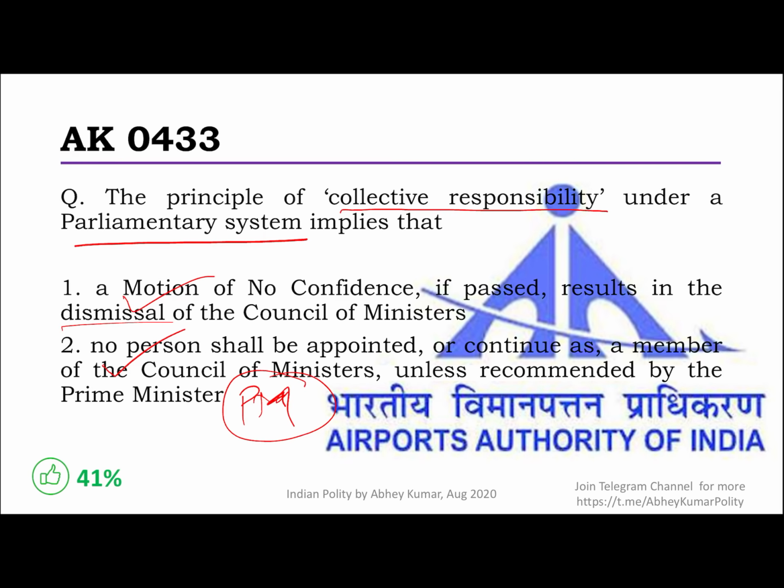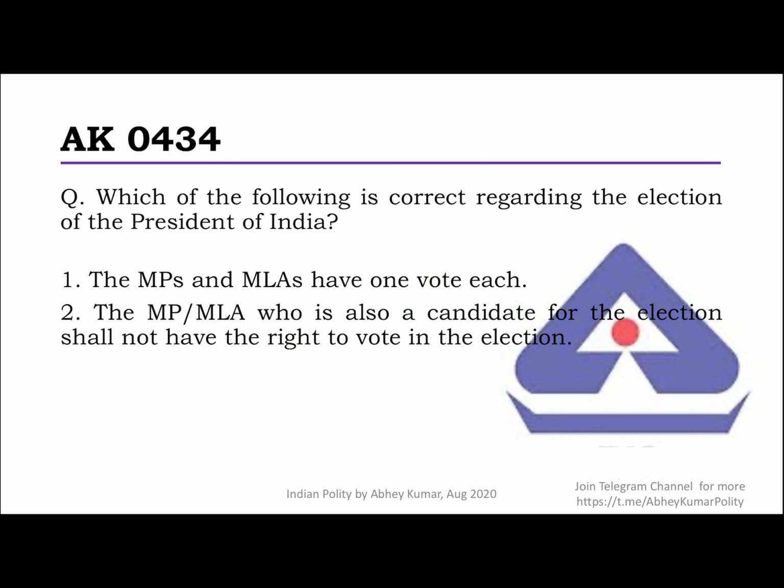And that logo is the AAI. So the next question we have: which of the following is correct regarding the election of the President of India? I'm sure we all recall that it is conducted by the system of proportional representation by means of a single transferable vote. It's a single vote that is transferable. So, of course, the MPs and MLAs have one vote each. I saw a lot of you got this right.